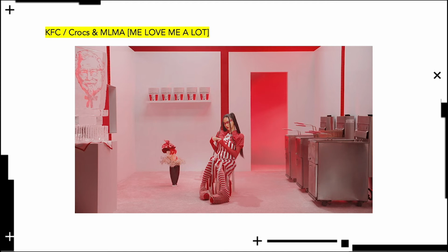So this is an advert which is a collaboration between KFC, Crocs and MLMA, Me Love Me A Lot, a music artist.